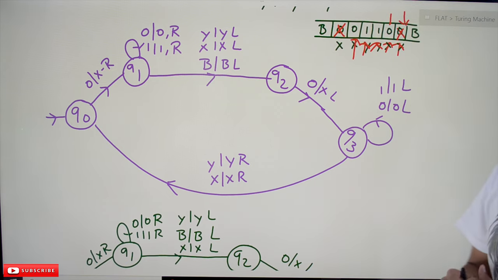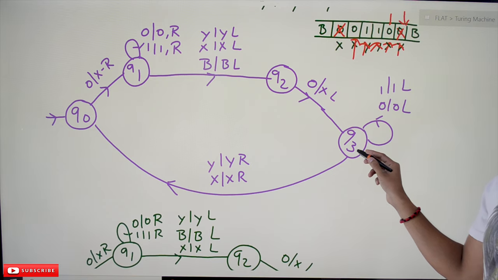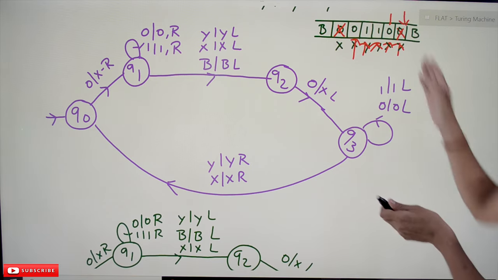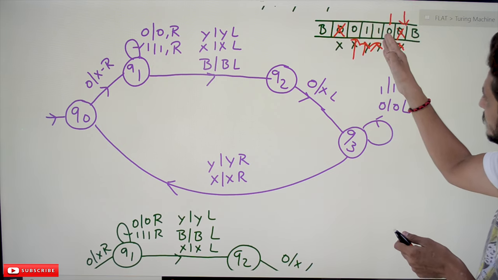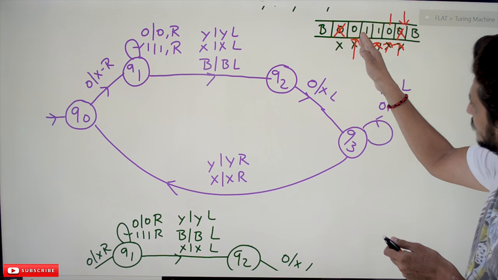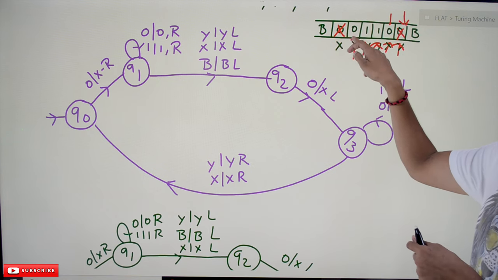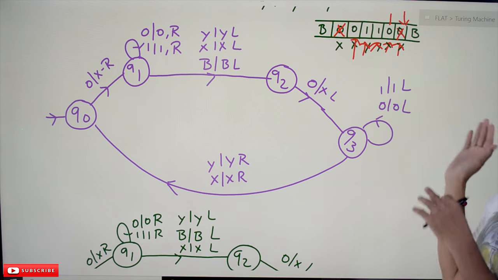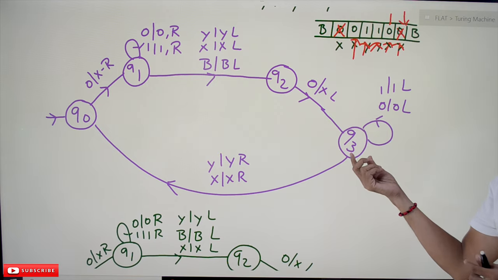Now we are at this position. So that's why we are coming to Q3 state. On Q3 state, again 0, keep it as 0, move left. 1, keep it as 1, move left. 1, keep it as 1, move left. 0, keep it as 0, move left until you find X or Y. Again we have to move to the front. For that we are using Q3 state.